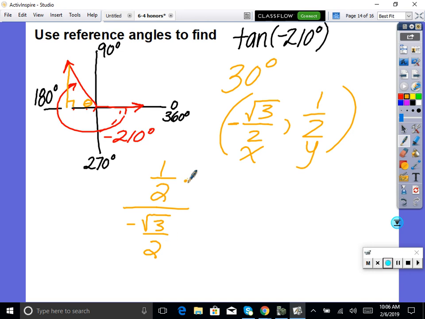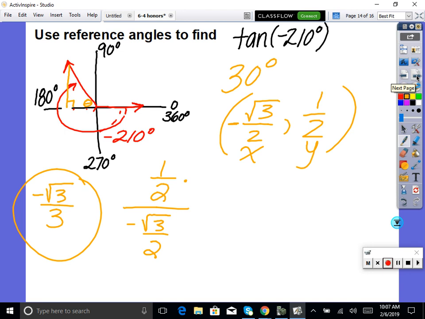Dividing fractions easy as pie. Flip the second, multiply. Unless you have your tangents memorized, then our life's even easier. What is it? Yep, negative root 3 over 3. That would be what it's simplified to be if you have that memorized. Good. At 30 degrees, our tangent will always be root 3 over 3. And then it will just be positive or negative depending. Good. Very good. You guys are awesome.